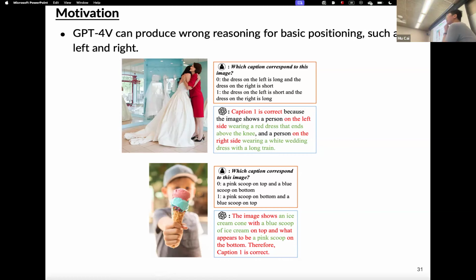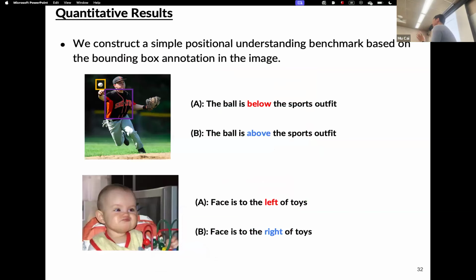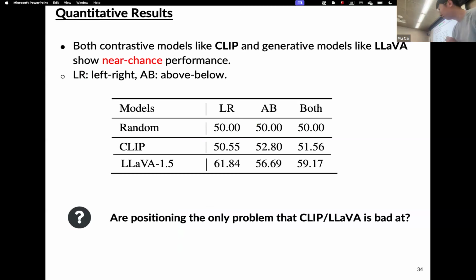So in order to systematically study this problem, we built a benchmark to understand this phenomenon. How do we build the benchmark? We use an existing dataset with bounding boxes, and we extract cases where, for example, the ball is completely over the clothes or the body. And here the boy is completely to the left of the toys. So this is a very strict dataset where we have very clear ground truth answers, and then we do VQA to test the models' performance.